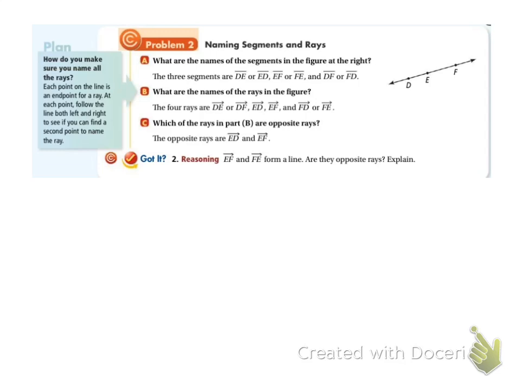So what are the rays in the figure? Rays are determined by their endpoint and the direction that they go. So if we look at DE, endpoint D, if I can color it, and then going on forever, DE is also the same as DF because it has the same endpoint still and it goes on forever in the same direction. So they look different when we write them out with letters, but they are exactly the same ray.